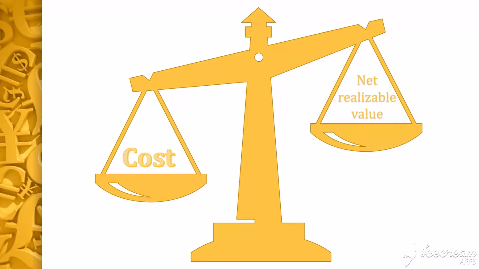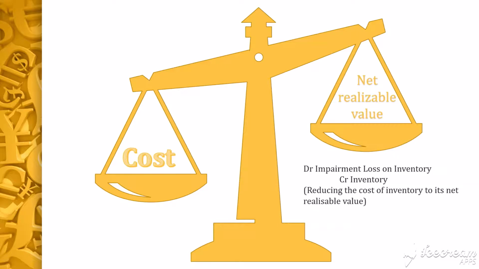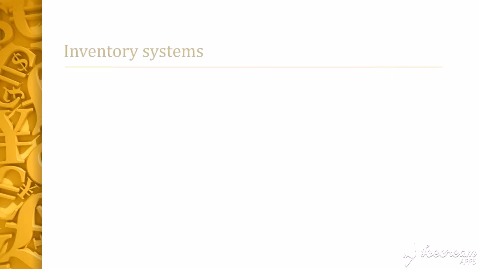To write down the inventory cost to the net realizable value when its net realizable value falls below cost, we debit impairment loss on inventory and credit inventory. Impairment loss on inventory is an expense. It would be aggregated together with cost of sales in the income statement. Strictly speaking, impairment loss on inventory is an inventory-related cost. That's why it is classified as cost of goods sold. This is just for your info.